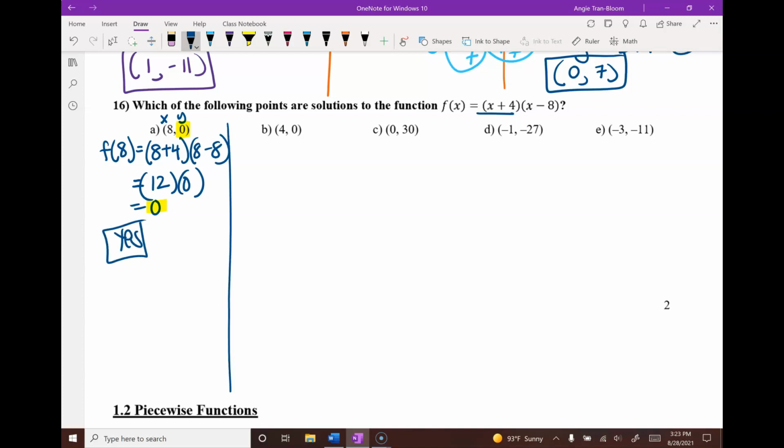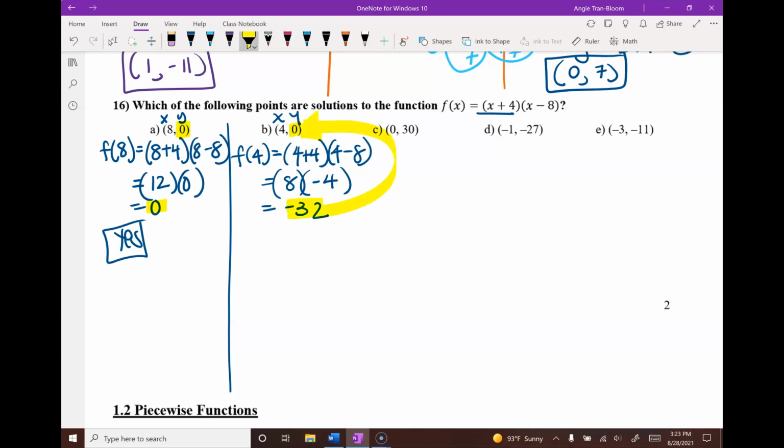All right. Let's do this one. And again, this is x and y. We want to plug in x to see if y comes out to be 0. So f of 4 equals 4 plus 4 times 4 minus 8. Well, 4 plus 4 is 8. 4 minus 8 is going to be negative 4. 8 times negative 4, students, is negative 32. And negative 32 does not look like it's going to be 0. So this is not a solution to our function.